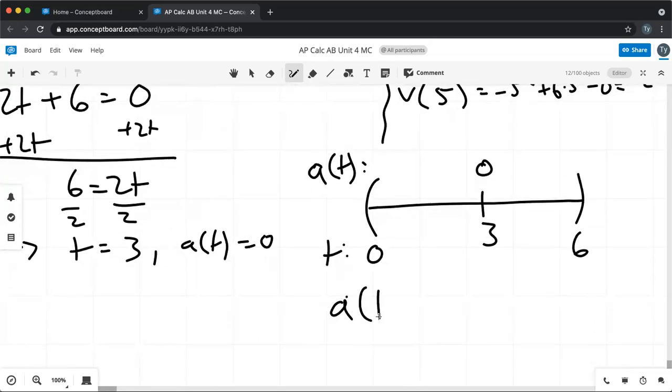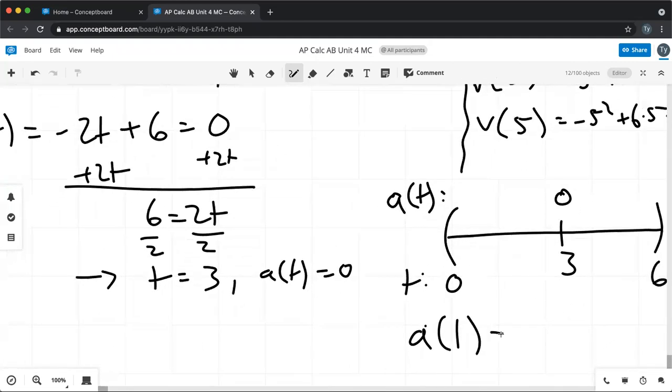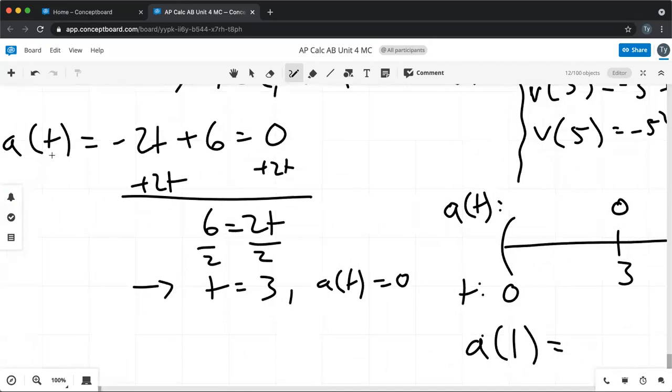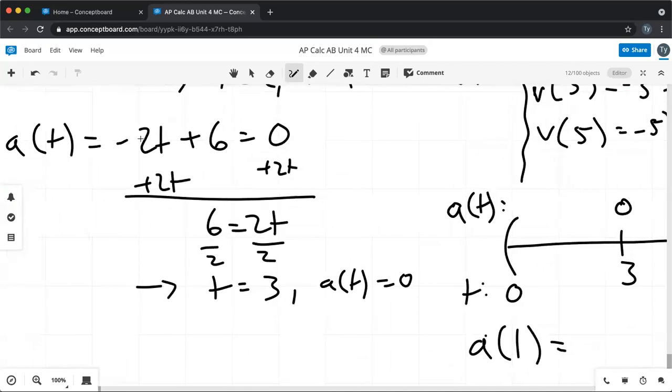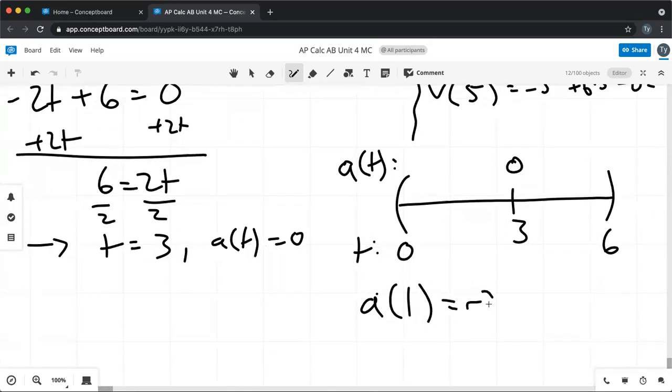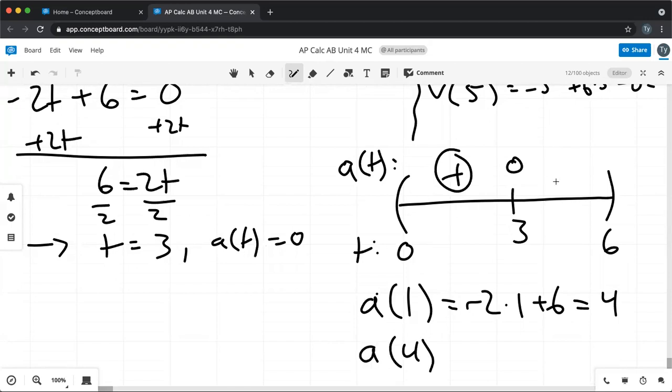So let's look at a of 1 to determine the sign in this region. We plug it into the acceleration function here. That's negative 2 times 1 plus 6. That's negative 2 plus 6, which is positive 4. And if we look at a point in this region, let's say 4, we have negative 2 times 4 plus 6. That's negative 8 plus 6, which is negative 2.